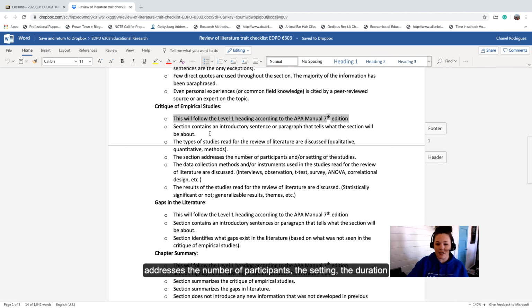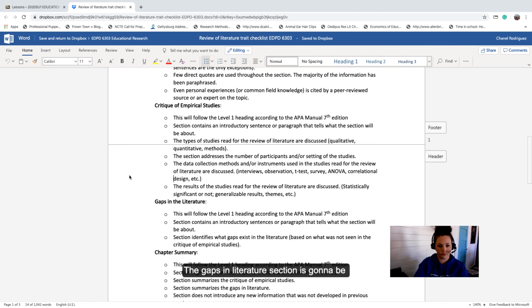The section addresses the number of participants, the setting, the duration, that kind of thing. The section's also going to discuss data collection methods or instruments, and there's some samples listed in the trait checklist of things you can talk about. And then you're briefly going to talk about the results of the study and whether or not they're statistically significant, they're generalizable, the researchers weren't finished, they suggested more research, that kind of thing.